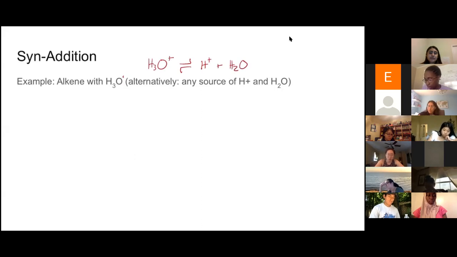So either of these two forms, either an alkene with H3O+ or an alkene with some H+ ions and H2O, you might see this H+ in the form of HCl or H2SO4 or any strong acid. Either of those is acceptable and they both mean the same type of reaction is occurring. So I'll draw a quick overview of the reaction before I get into the mechanism.